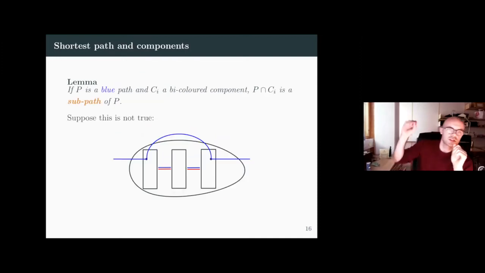Okay, and now we can show the thing that we wanted to show: if you have a blue path and a bicolored component, red-blue, then the intersection of this path and the component is a subpath of P.